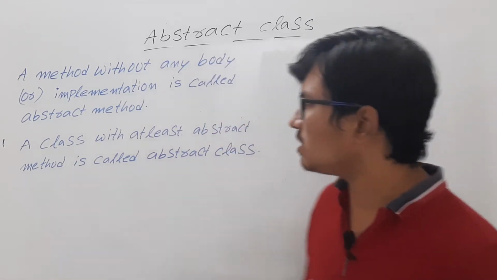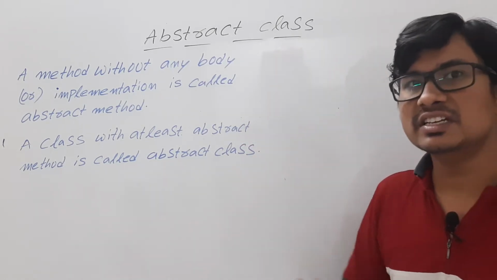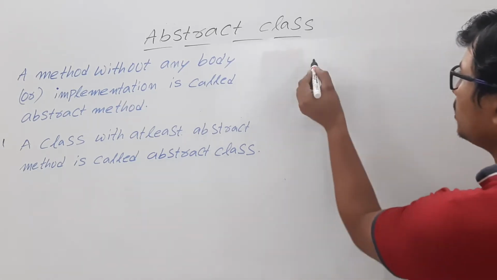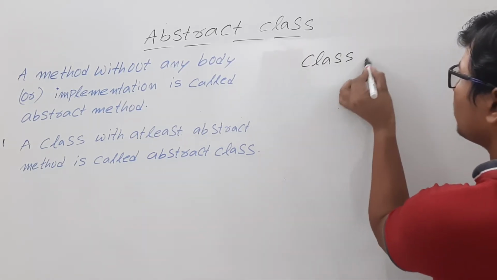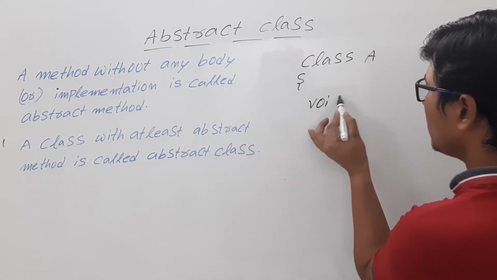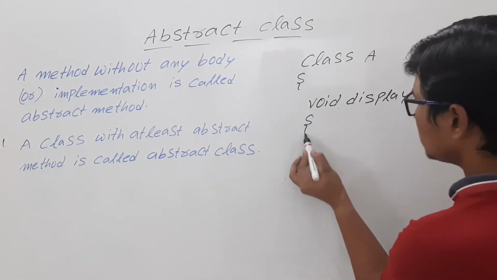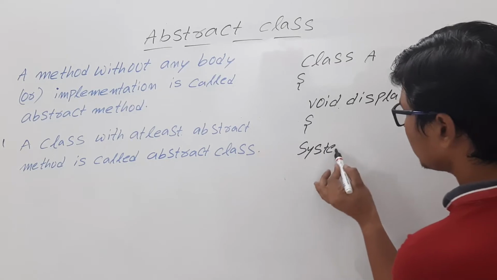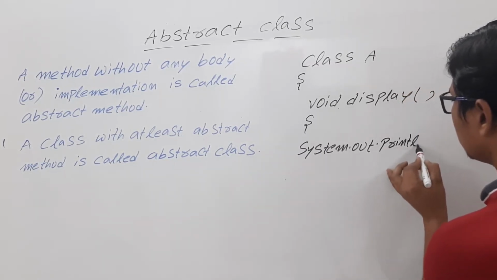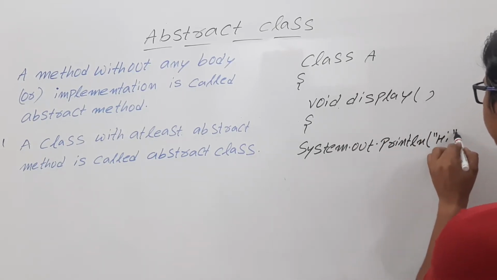Now in a class, if you have a method with definition and declaration, such kind of methods we'll call it as a concrete method. Okay, now let's take that I have defined a class A. Inside the class A, I have defined a method called display. Okay, and in this display, I'm providing the implementation. If someone calls this method, what should I do? Let me write it as hi.